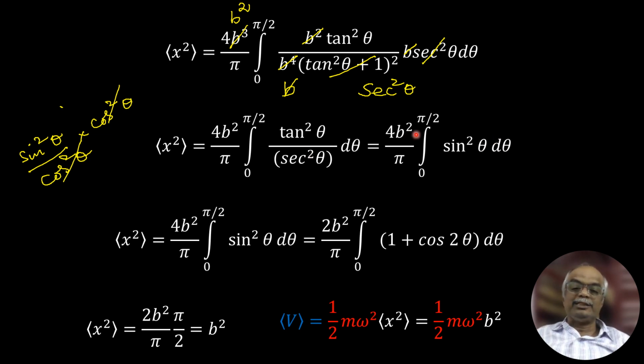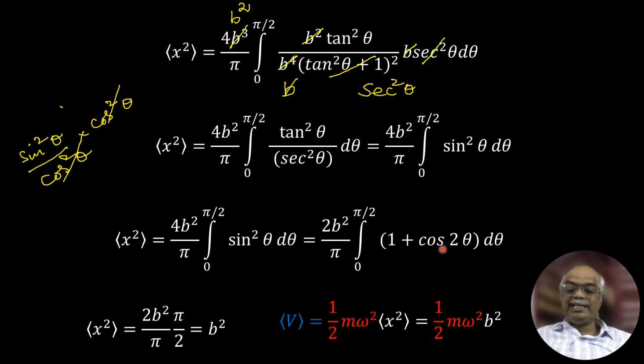The outside multiplication factor is 4p squared divided by pi. So now you have to integrate this sin squared theta dθ, which can be written as 1 over 2 times (1 plus cos 2 theta). So that 2 will get cancelled with this 4, and you will get only 2p squared over pi times the integral of (1 plus cos 2 theta) dθ.